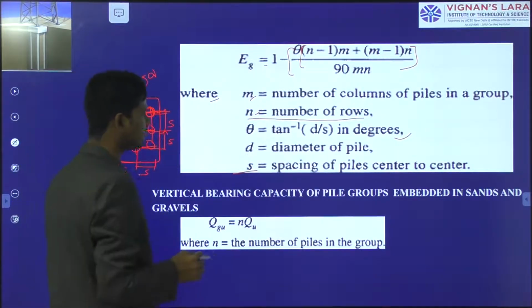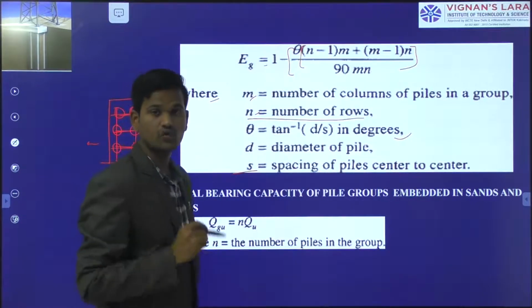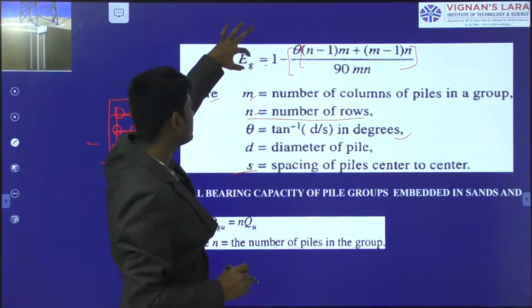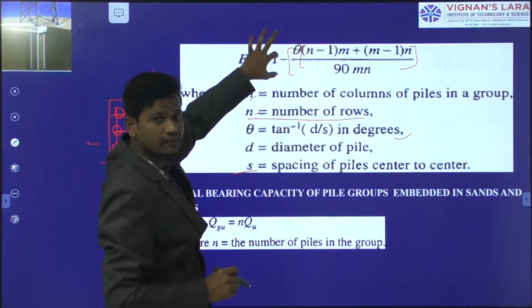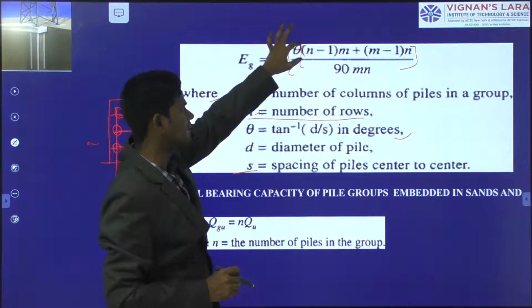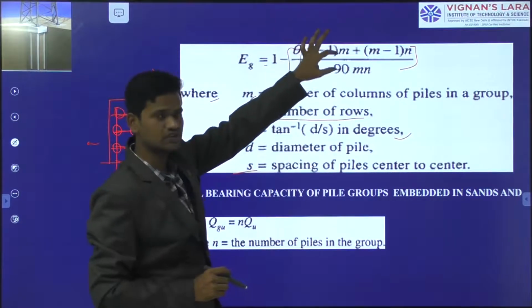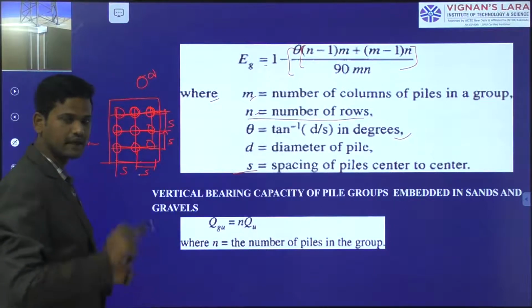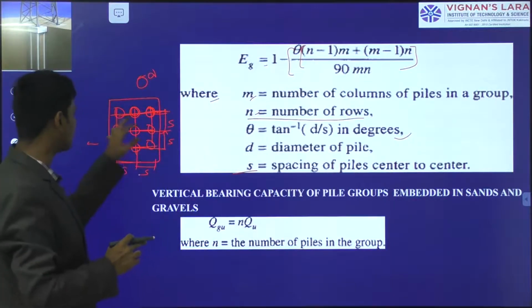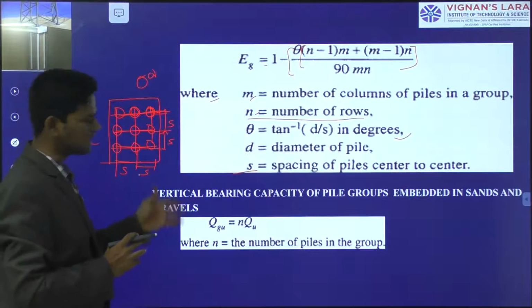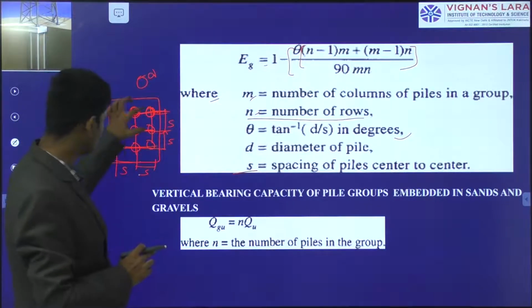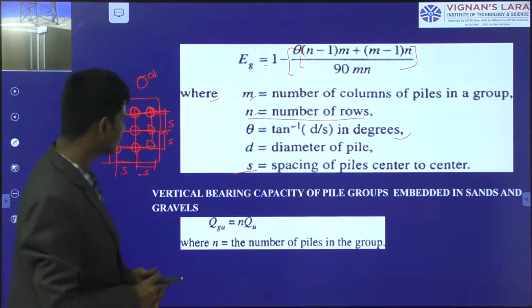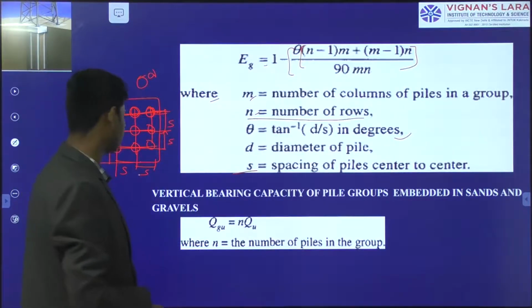This is the Converse-Labarre equation formula to find out the efficiency of the pile group, where efficiency of the pile group is equal to 1 minus theta by 90 into [m(n minus 1) plus n(m minus 1)] divided by mn. Here m is the number of columns of piles in the group, n is the number of rows of the piles, s is the spacing of the piles, and d is the diameter of the pile. Based on this, the load carrying capacity may vary.